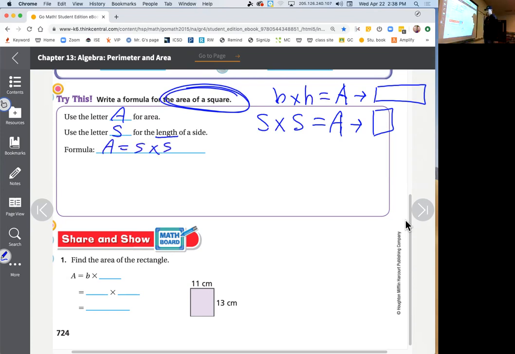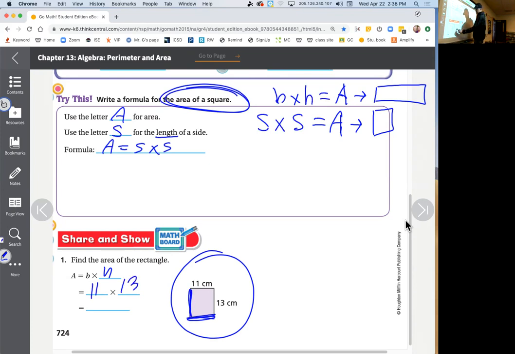Okay, let's find the area of this shape down here. We got base times... oh, this is a rectangle, base times what? Base times height. So our base is this. What is it? It's 11. What's our height? This, which is 13. So what is 11 times 13?